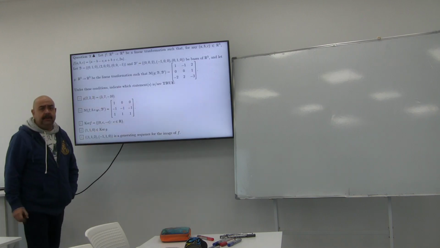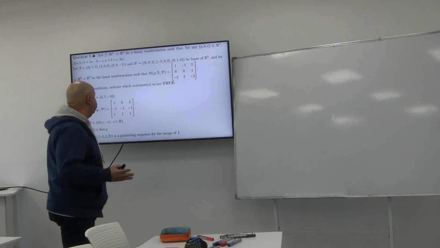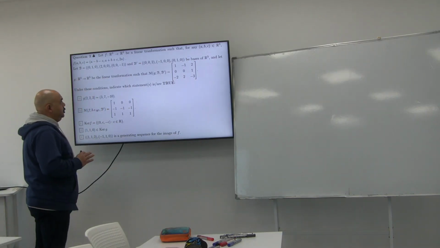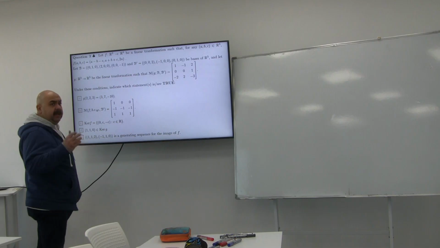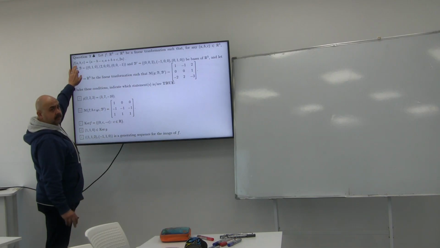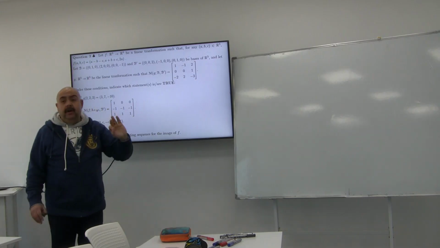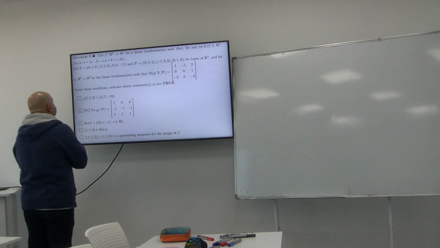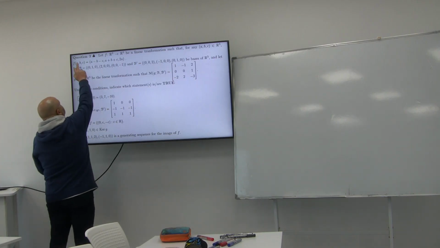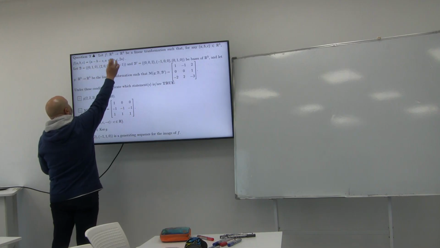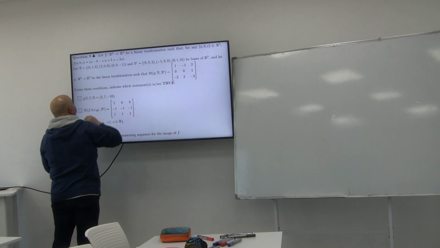Now for question number 3. Let T: R3 into R3 be a linear transformation such that for a, b, and c belonging to R, we have the transform. So you are having the function now. I'm giving you the function f, which maps (a, b, c) into (a minus b minus c, a plus b plus c, and 2a).